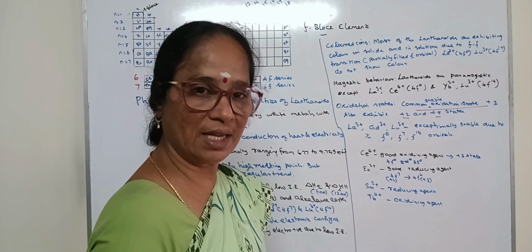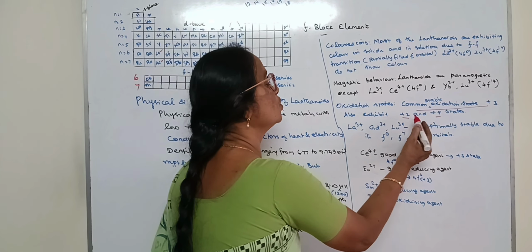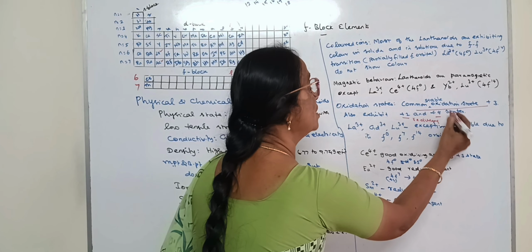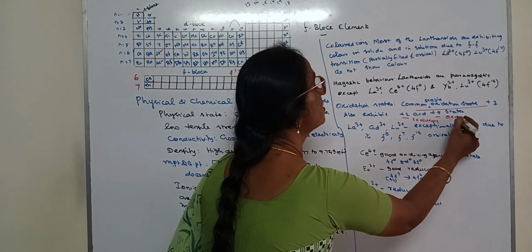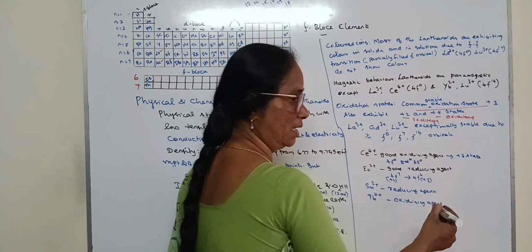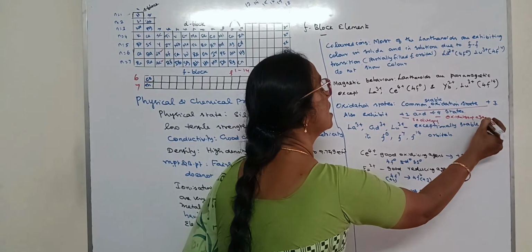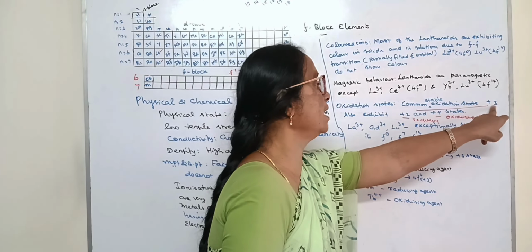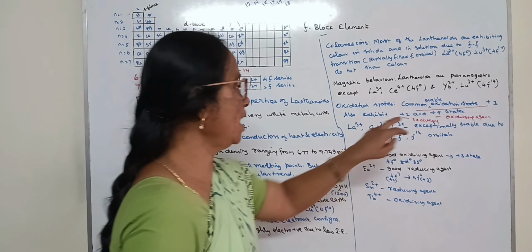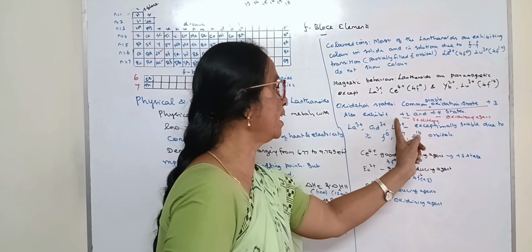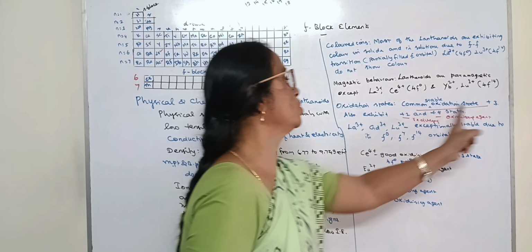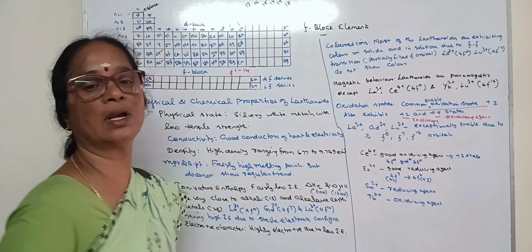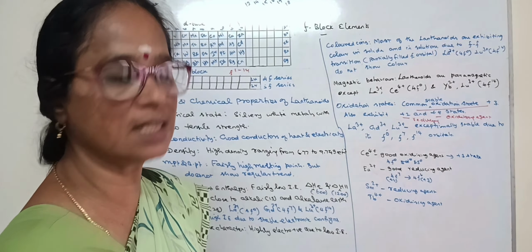That's why we can say the elements in +2 state behave as a reducing agent and the elements in +4 state behave as an oxidizing agent. So when they behave as an oxidizing agent, they can gain an electron, so +4 changes into +3. Or when they behave as a reducing agent, they can lose an electron, so +2 can be changed into +3 state. So the most stable common oxidation state of lanthanides is +3.